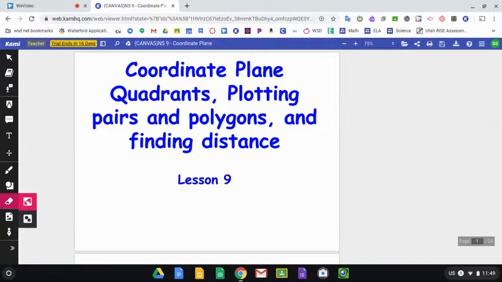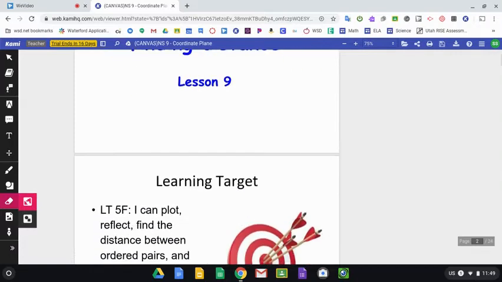Welcome to Number Systems Lesson 9. This is Mrs. Smith from Roy Elementary, and we are here to learn about the coordinate plane, quadrants, plotting pairs, polygons, and finding distance. And I know right now you're like, what in the world? By the end of this, you're going to say, oh, that was so fun.